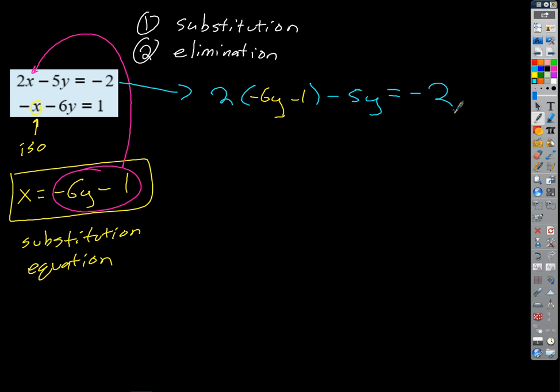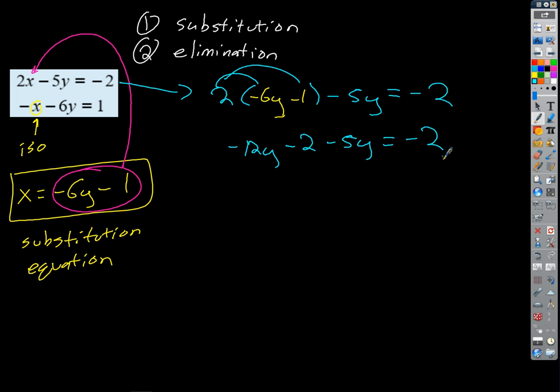What are the steps I'd go through to solve this? What would I probably do first? Distribute. I see, that's the distribution side. I know what you mean. So we're going to distribute the 2 to both places. So 2 times -6y is? -12y. 2 times -1? Negative 2. Good, and then I've got a minus 5y and a -2.